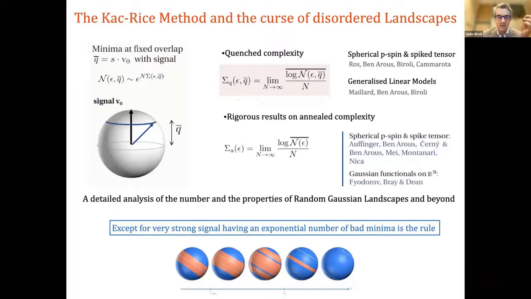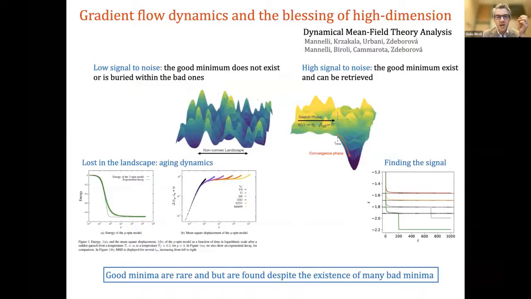Now, the nice thing is that this is not really a problem. And this is, if you can study the gradient flow or gradient descent in this landscape with a technique which is called dynamical mean field theory that has been developed along the years. And what you find is that it's true if you have low signal to noise, which is the picture that you have on the left, then in the landscape, you have a lot of bad minima, and actually the global minimum is not related to the signal or is buried within the bad ones and you cannot find it.